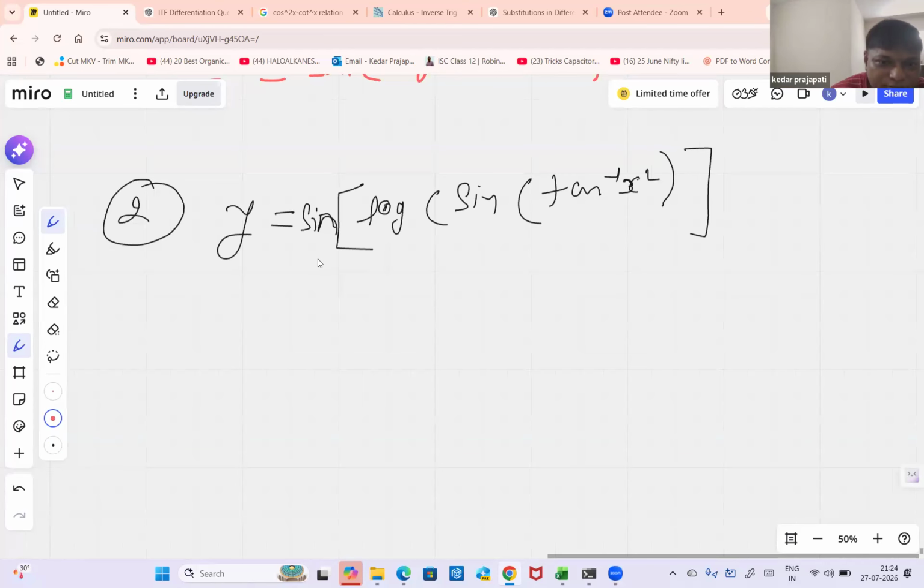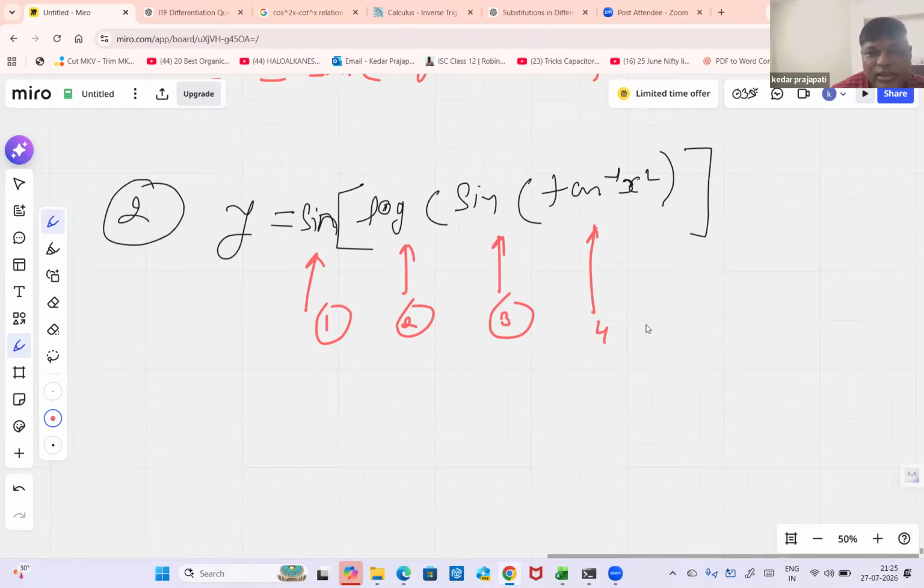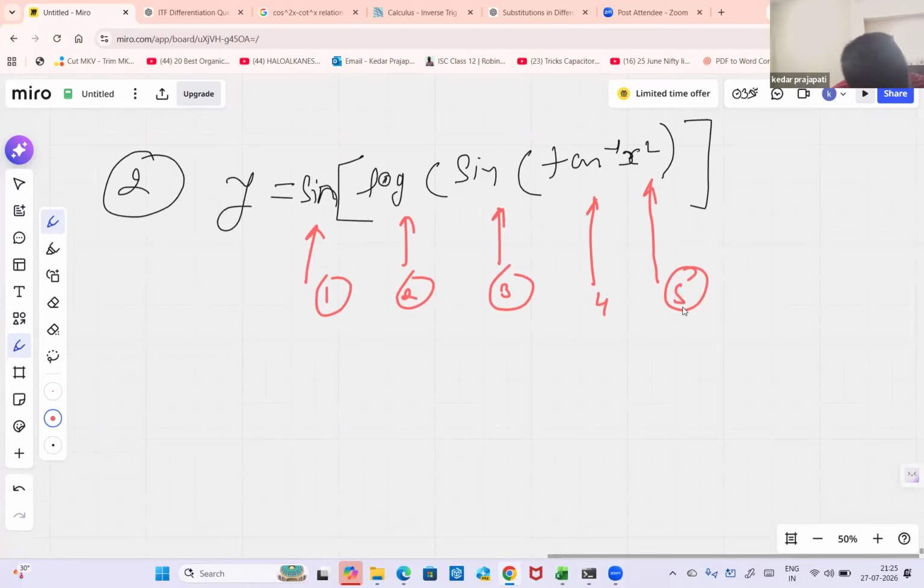So first this sine will get differentiated, right? Second time log will be differentiated. Third time again this sine will get differentiated. Then fourth time this tan inverse, and then fifth time this x square. Clear? In exam, this kind of questions are very common, because they want to test if you are aware of each and everything or not.